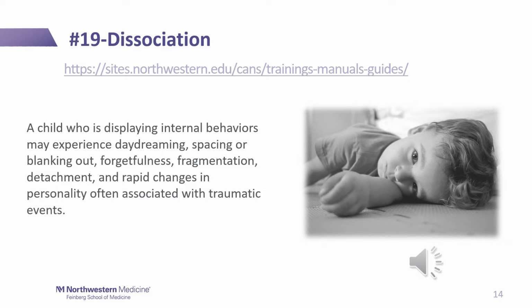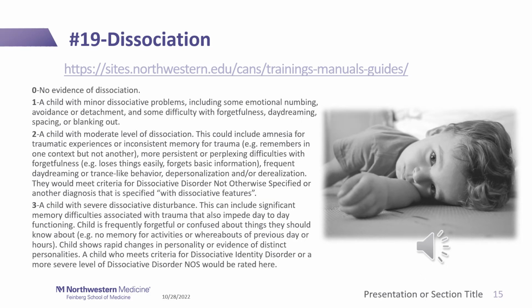Number 19, dissociation. A child who is displaying internalizing behaviors may experience daydreaming, spacing, or blanking out, forgetfulness, fragmentation, detachment, and rapid changes in personality, often associated with traumatic events. Looking at the item levels for number 19, dissociation, we see that a 1 is a child with minor dissociative problems, including some emotional numbing, avoidance, or detachment, and some difficulties with forgetfulness, daydreaming, spacing, or blanking out.